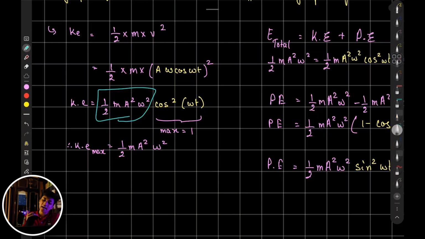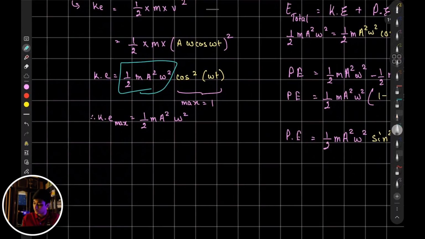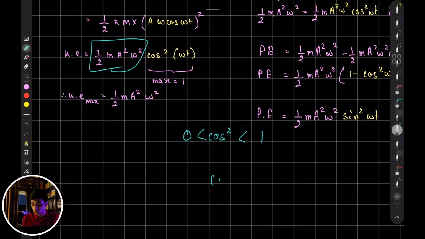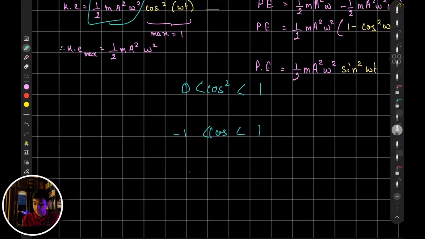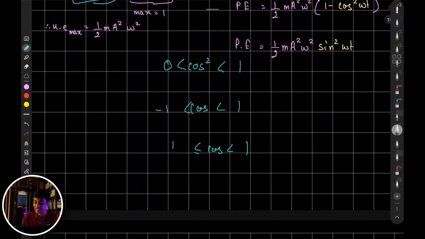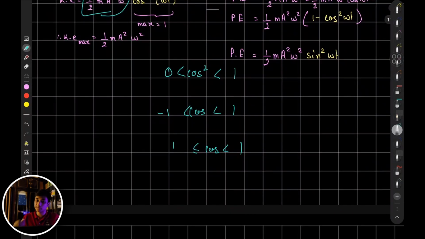So where is cos square omega t maximum? Or what is the maximum value for cos square omega t? If you're good at trigonometry, the cos square function lies between 0 and 1. Why? So the cos function lies between -1 and 1. So cos square, if you square either side, becomes 1 and 1. So you know this is not true, because there is actually another minimum value, which is basically 0. You know, the function does go to a point where the value is 0.